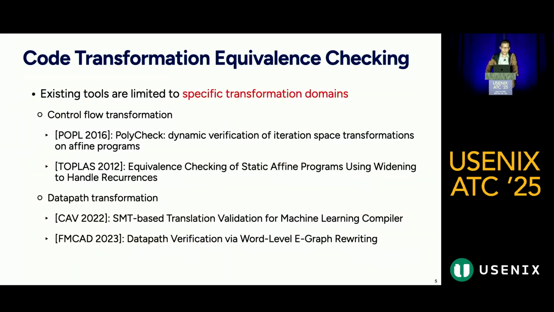The existing tools are limited to a specific transformation domain. For example, PolyCheck focuses on control flow transformation for affine programs. There are also some SMT-based datapath transformation tools, which focus on datapath transformation and cannot handle control flow transformation. So none of them can provide a unified manner, and this is the problem we are trying to address in this framework.